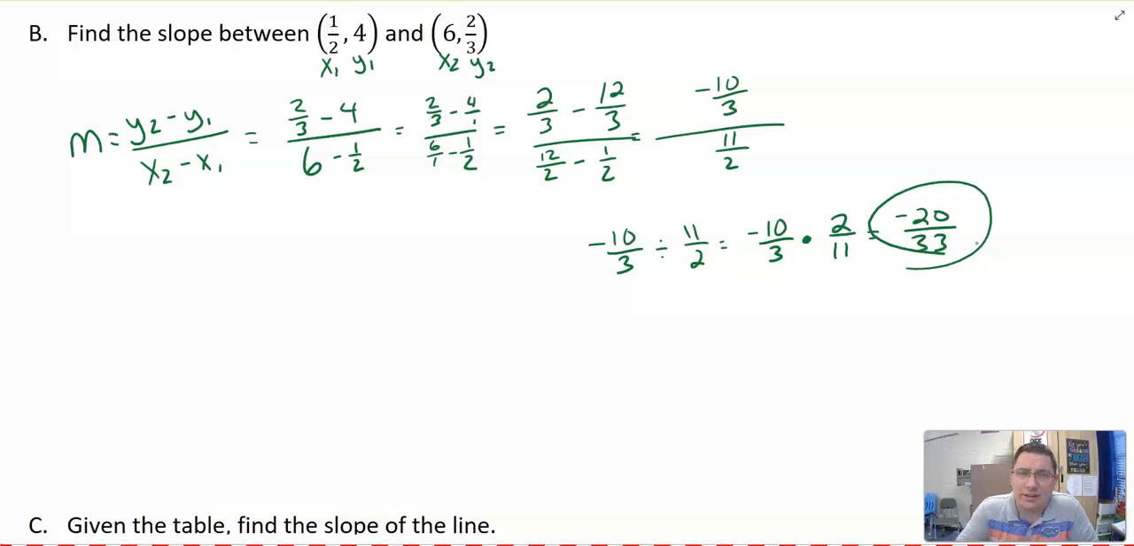That's it. Again, it's a little messy sometimes, but you've just got to deal with those fractions and get common denominators for your numerators and common denominators for your denominators wherever you have fractions involved. So let's look at example C.